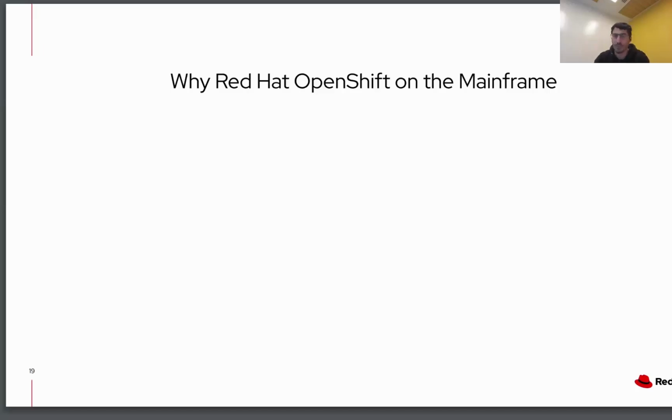So why Red Hat OpenShift on the mainframe? First of all, there is a point about development consistency. A lot of developers really like to have the container tools that they are used to, and they don't want to sacrifice them to develop for Z. But if they can use the same tooling on Z, then why not?